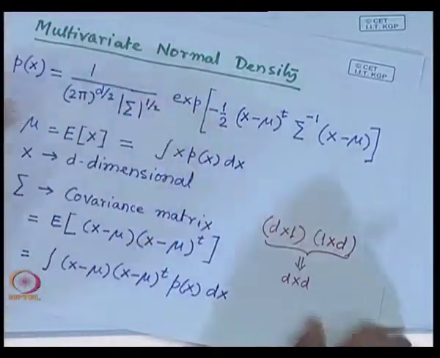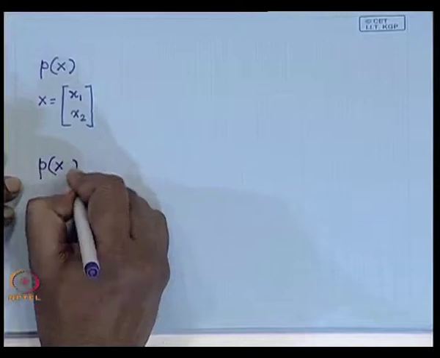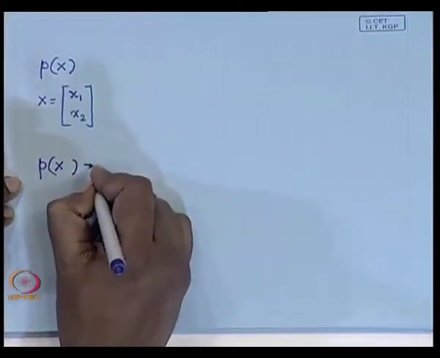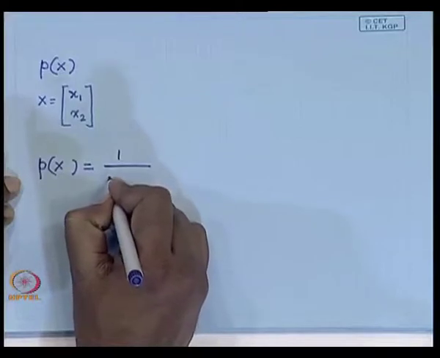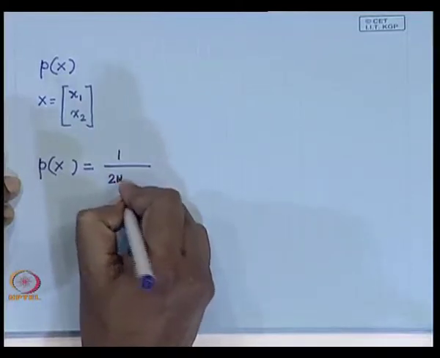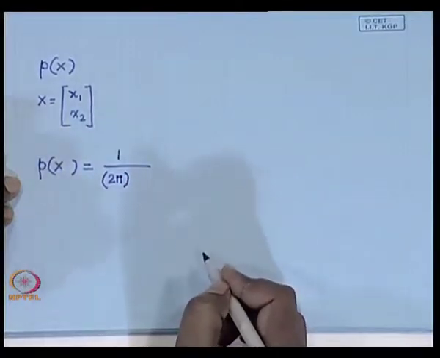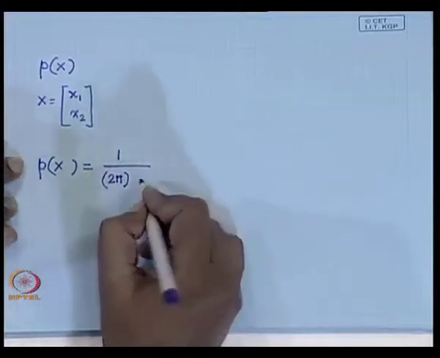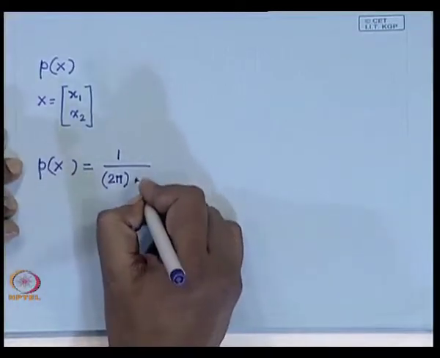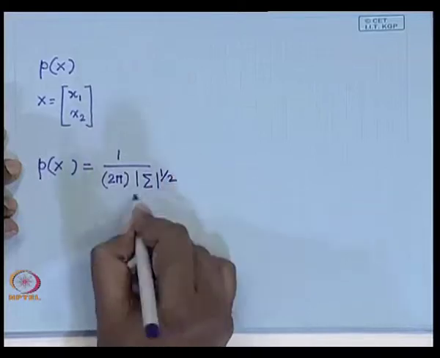Okay. So, by considering that, this p x when x is 2 dimensional will simply be written as 1 over 2 pi. Okay. Now, value of d is equal to 2. So, d by 2 becomes 1. Okay. So, 1 over 2 pi into sigma to the power half.